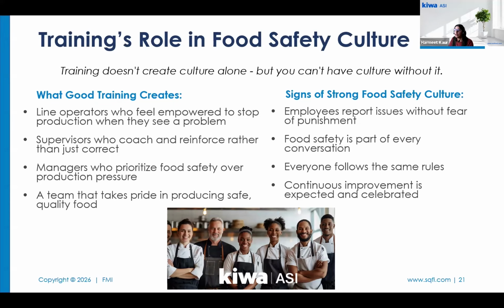So, what are the signs of a strong food safety culture? Employees reporting issues without fear of punishment, right? They know that reporting a problem is a good thing, not something that will get them in trouble. Food safety is a part of every conversation, not just quality meetings. Everyone from senior management to new hire follows the same rules, no exceptions, no shortcuts, and continuous improvement is obviously expected and celebrated, right?